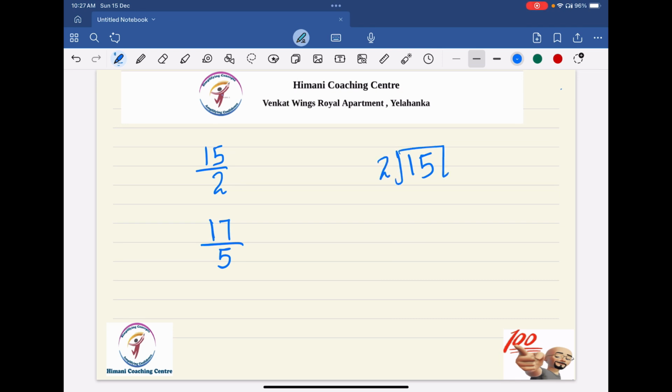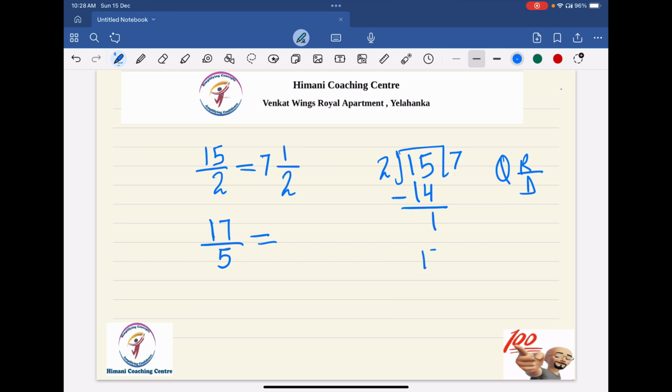Okay, so if you check the table of 2, 2 sevens are 14, 2 eights are 16. So we will go with 7 because 16 is bigger. So 2 sevens are 14, 5 minus 4, 1. And again the rule is simple: Q and R upon divisor. So Q is 7, R is 1, divisor is 2.